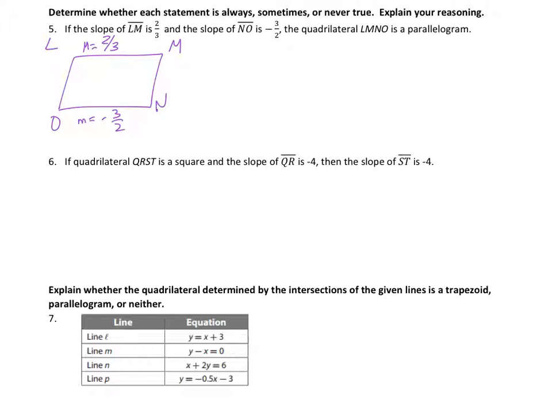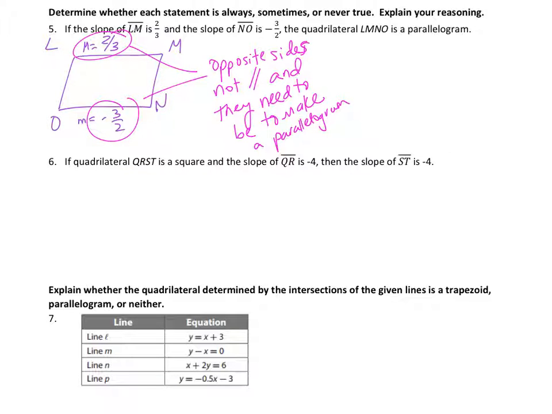Now to make it so it is a parallelogram, we need to make sure the opposite sides are parallel to each other. So if you notice, our opposite sides right here are not parallel. And they need to be to make sure that it is a parallelogram. So the only way it is going to be a parallelogram is if those opposite sides are parallel, and they're not, so this would be never true.